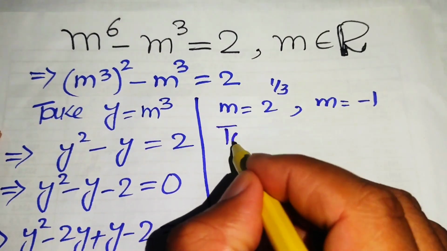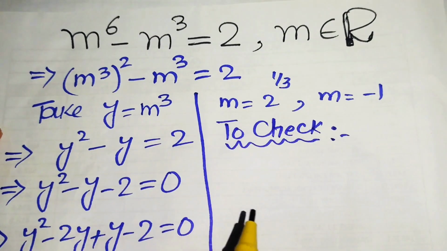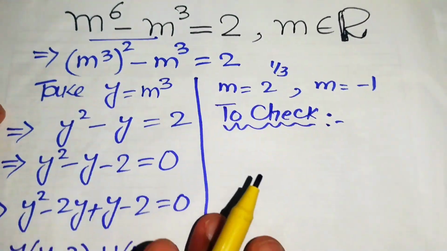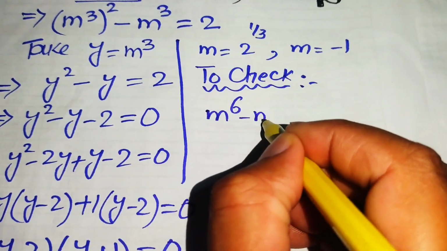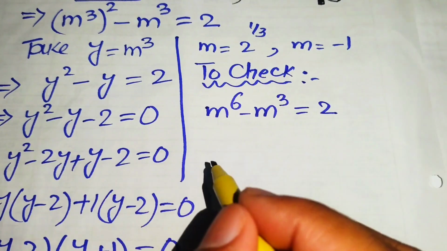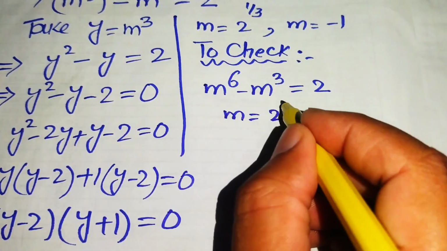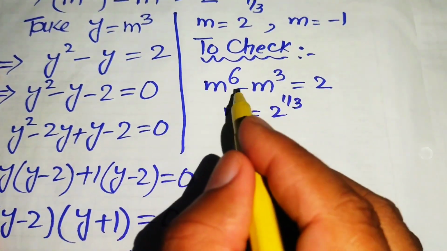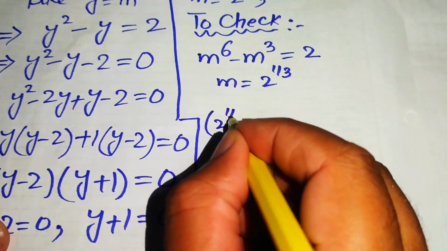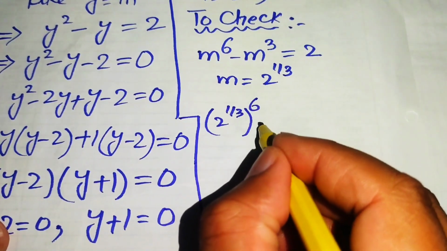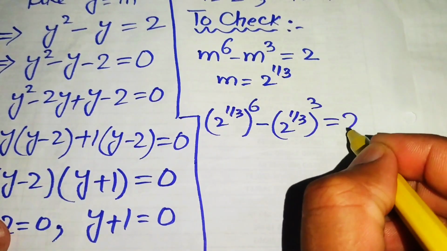So now we check these two roots. Do these two roots satisfy the given question statement or not? So now here we copy down the question statement, and it is m to the power of 6 minus m cubed equals 2. First we put m equals 2 to the power of 1 over 3. So we substitute in the left hand side, and it becomes 2 to the power of 1 over 3, whole to the power 6, minus 2 to the power of 1 over 3, whole cubed, equals 2.